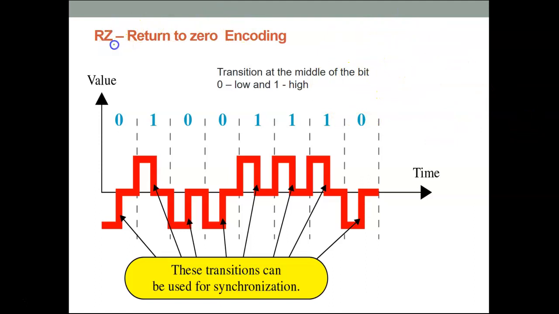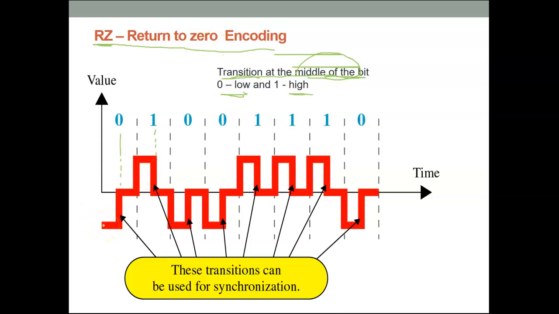The fourth one is return to zero. Return to zero means after anything I do, I go back again to zero. After any step, I go to zero. And there is a transition that happens in the middle of the bit. If there is any change, it will happen in the middle of the bit, not from the beginning. Zero means low, and one means high. So have a look at this diagram, return to zero.